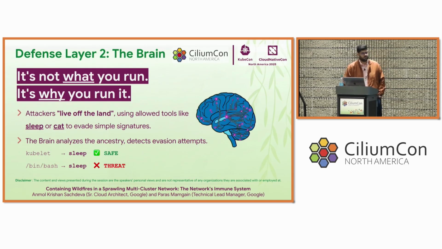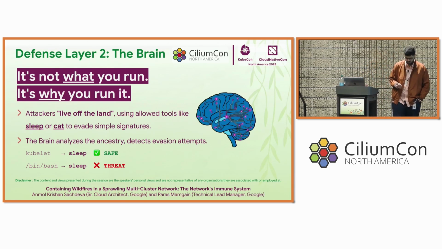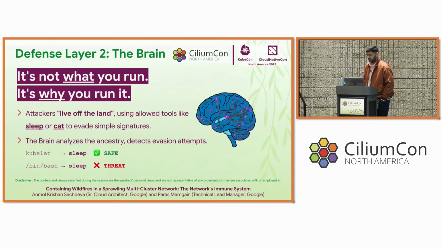The second is the brain, wherein it really doesn't matter what you run, but it matters why you run. So let's say an attacker has found out the patterns and has identified that you are denying, let's say, usage of wget or curl in your pods. They will be smart enough to wrap that particular binary in some other form and then try to do data exfiltration or some sort of malicious activity by changing the name of the binary to something which you probably would have kept in your allow list.